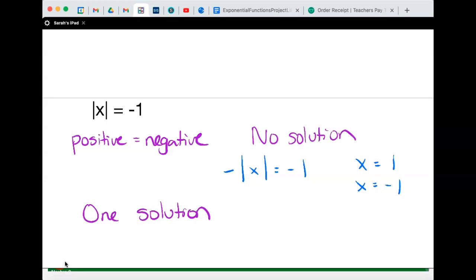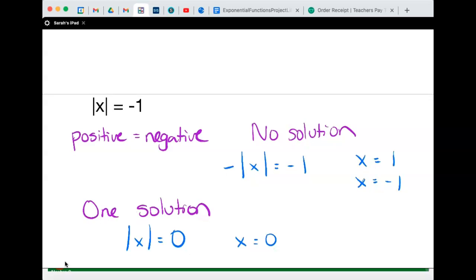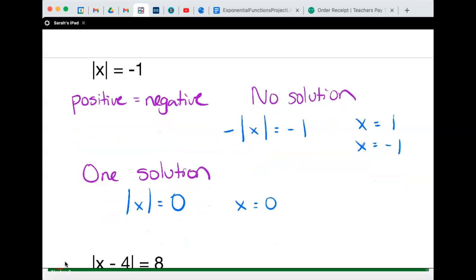If you do 0, would you have one solution? Negative 0 is still 0. Right. So one solution occurs if we're equal to 0, because 0 isn't positive or negative, so then I only get one solution of x equals 0. 0 is the only number I can plug in for x. Okay. Anybody confused yet? Perfect. More complicated.